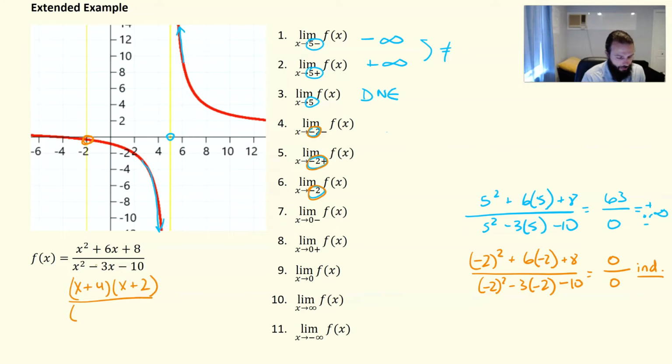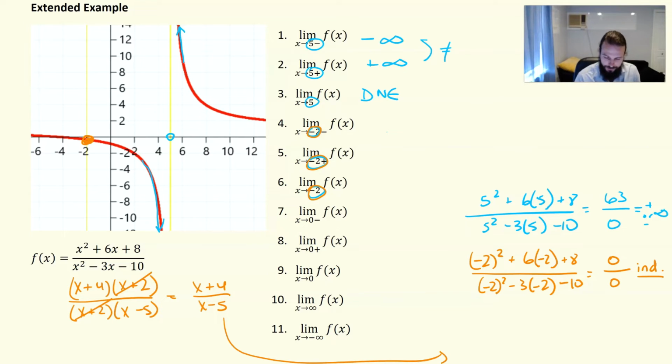And in the denominator, we're looking for two numbers that add to negative 3 and multiply to negative 10. So we're going to get x plus 2, x minus 5. And we can divide out the x plus 2's. So now we're left with just x plus 4 over x minus 5, and we've removed that hole. So now we can put in the negative 2 into that. We've got negative 2 plus 4 and negative 2 minus 5. So we've got 2 over negative 7, so it's negative 2 sevenths.